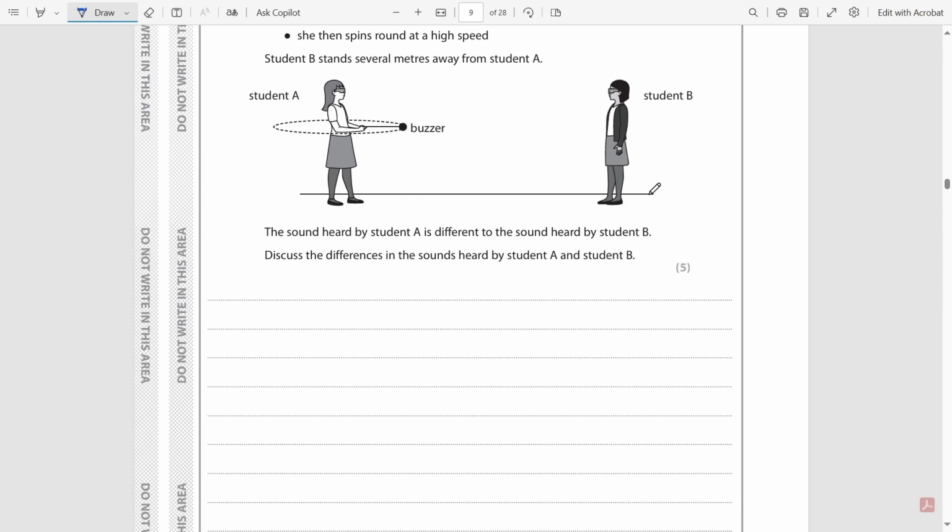The sound heard by student A is different to the sound heard by student B. Discuss the differences in sound heard by student A and student B. Guys, this is a pretty hard question.